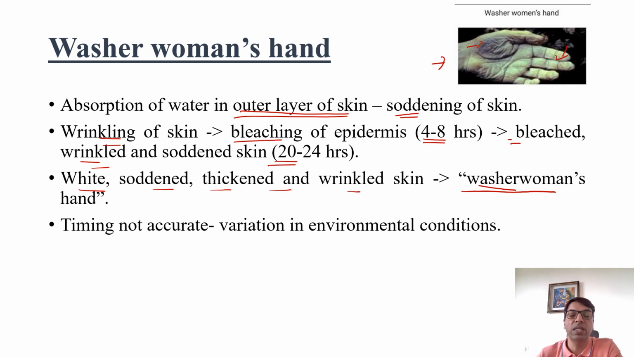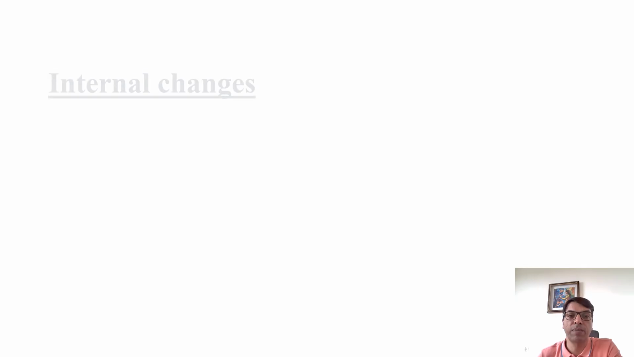The timing for this is not accurate because it will not help us in finding the time since death or the time of drowning, because of the appearance of variation in the environmental conditions. It is very dependent on the environmental conditions. So it is variable and it is non-diagnostic of the timing of the drowning.